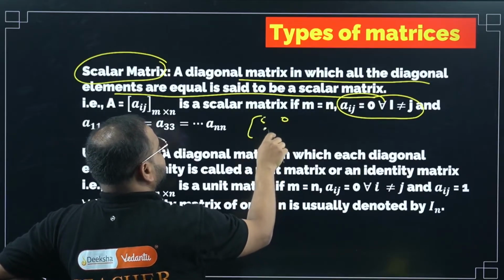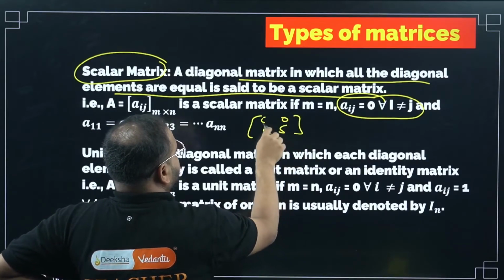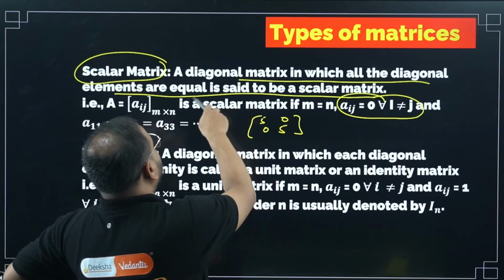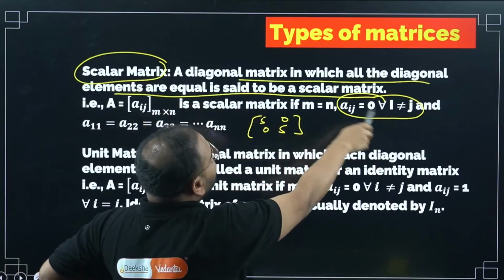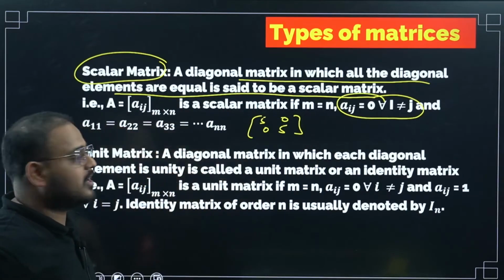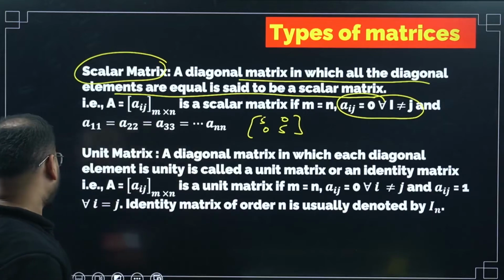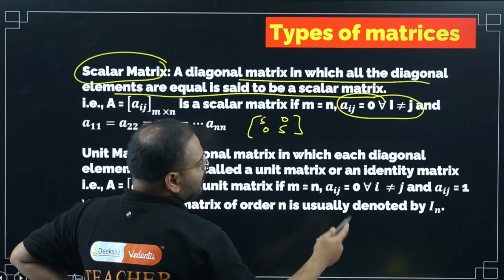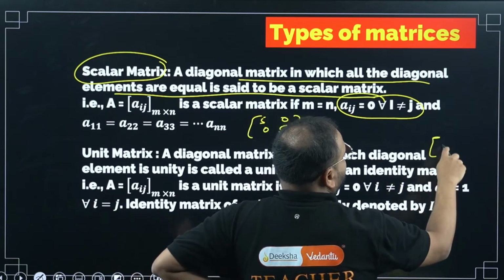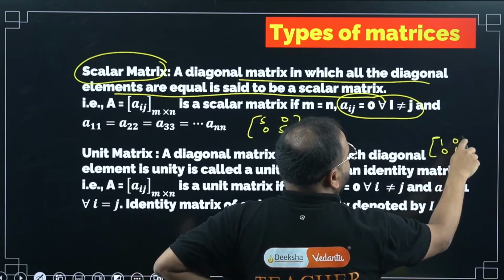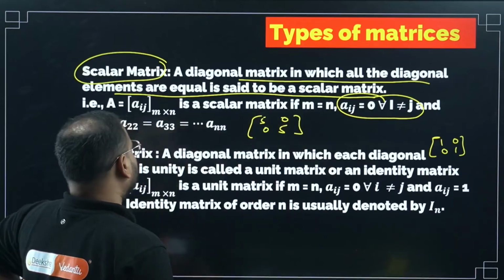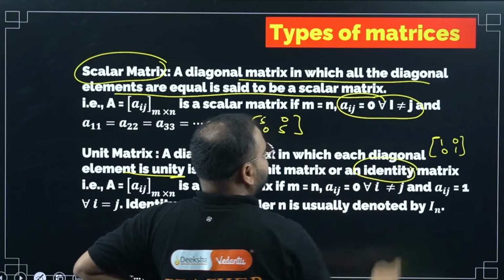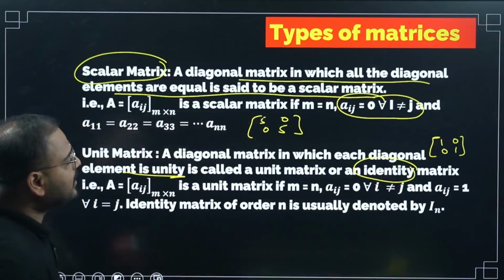Five, 5, 0, 0. Okay, it means the values have to be equal. So the diagonal elements have to be equal to each other. It's called a scalar matrix. Okay, sir, what about a unit matrix? Same thing, but the diagonal will be equal and only 1. So 1 comma 1, rest all will be 0. See, each diagonal element is unity. So that's why this is also called an identity matrix. So only 1 is there, only 1 is there.